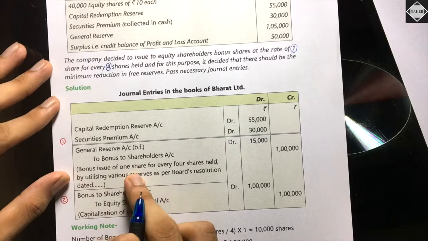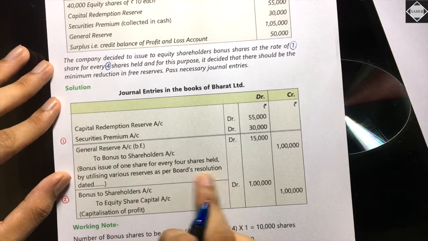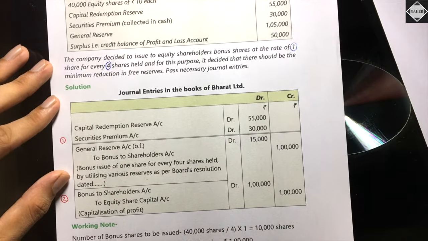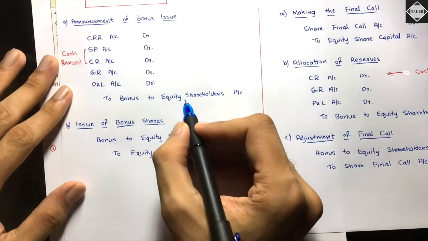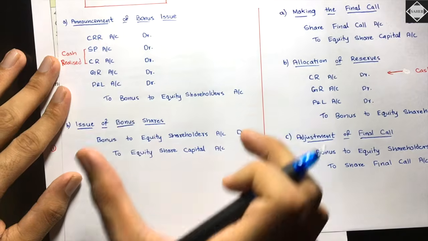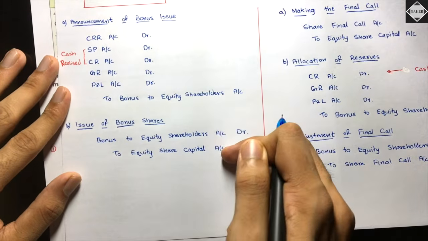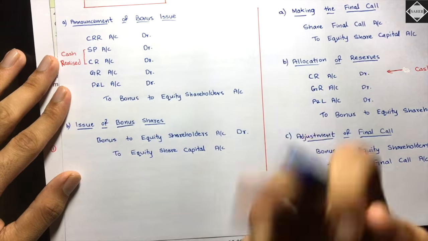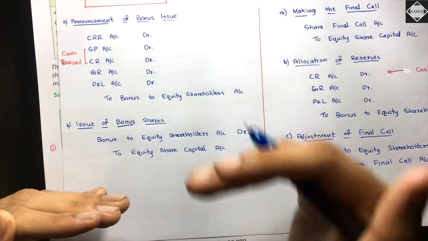Bonus issue of 1 share for every 4 shares held by utilizing various reserves as per board's resolution dated so and so. Okay. And then the second entry is what? The second entry is you have to cancel the bonus to equity shareholders. It was credited over here. To cancel it, you have to make an equal debit and transfer the value to equity share capital account. You have to increase the capital because ultimately what was our goal? Decreasing the reserve, increasing the capital.